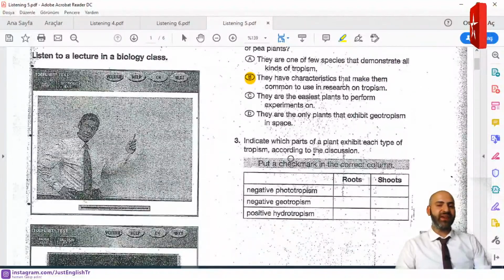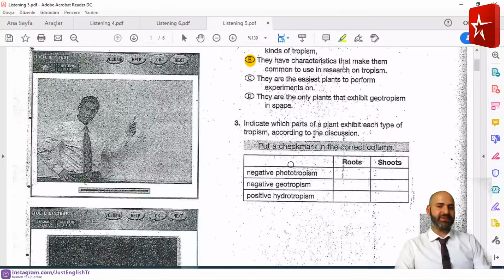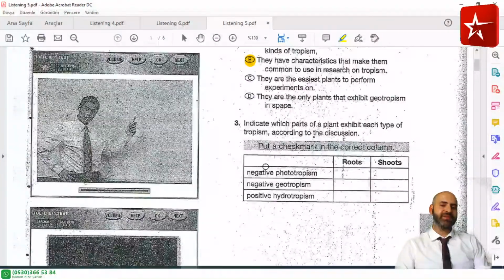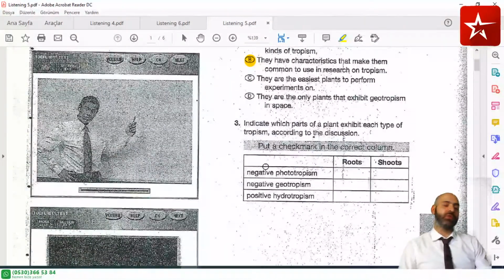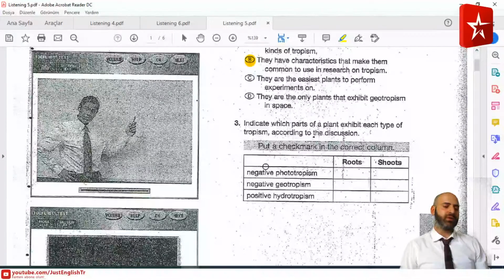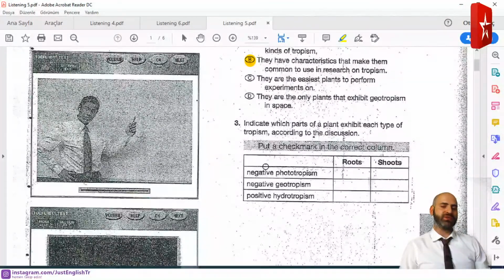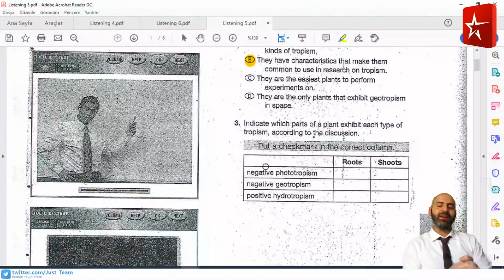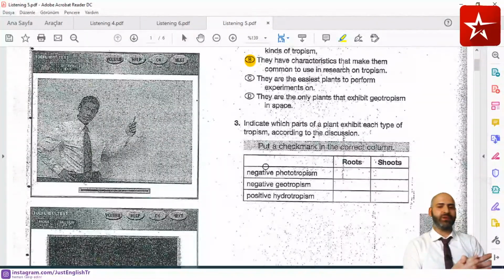This is my favorite part. Usually I tell students not to answer questions with your knowledge. Always listen to the conversation or the lecture and answer the questions with information in the lesson. But this one, if you are good at botany, you should be able to answer all these questions even without listening.